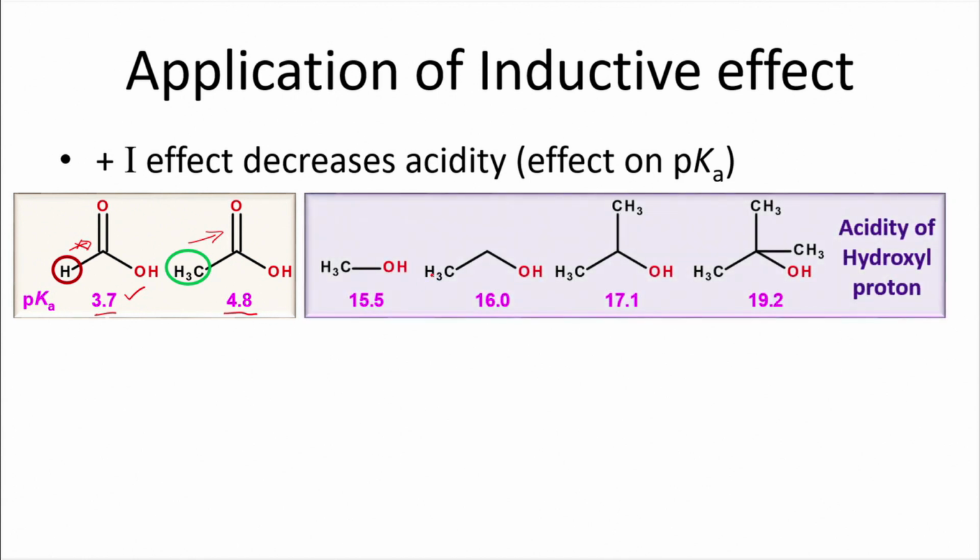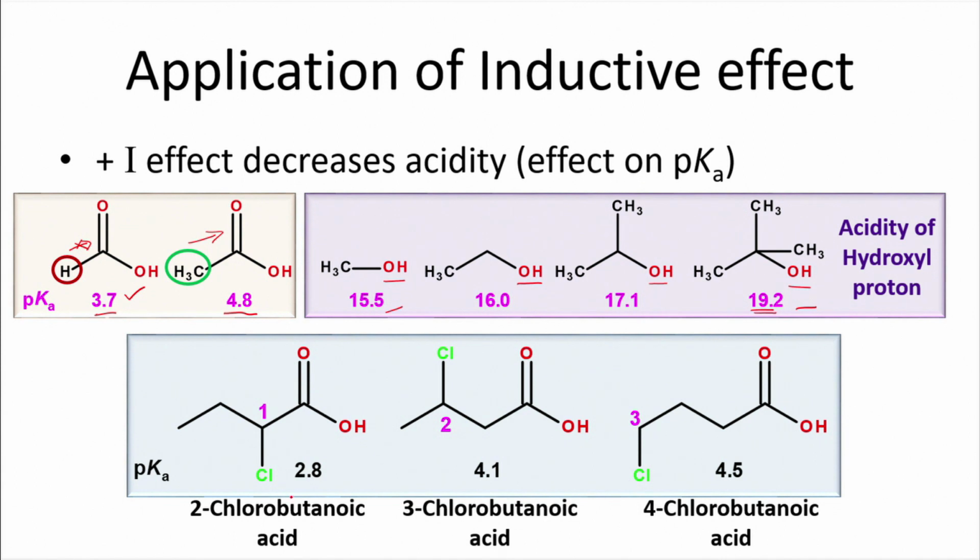And here some other examples are given for methanol, ethanol, isopropanol and tertiary butanol. If you look at the pKa values, you see methanol has the least value of 15.5. So, this is more acidic compared to tertiary butyl alcohol, because its pKa is very high. In other words, this is much less acidic compared to methanol.